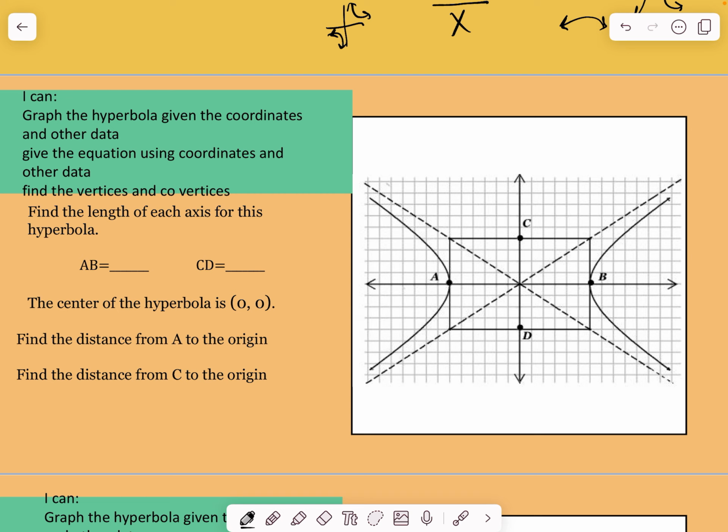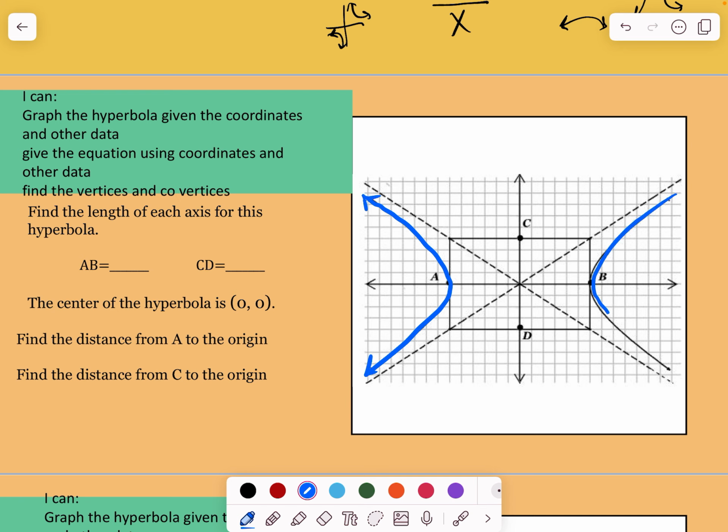Okay, so when we're looking at this hyperbola that I gave you, the actual graph of the hyperbola with all the stuff on here is this chunk here and this chunk here. And the rest of it is just to help us draw it. Like if we typed this equation in, you would only see those things that I have in my blue right now. So I want to know the length from A to B. So let's count that. So that was 1, 2, 3, 4, 5, 6. So that total length from A to B would be 12.